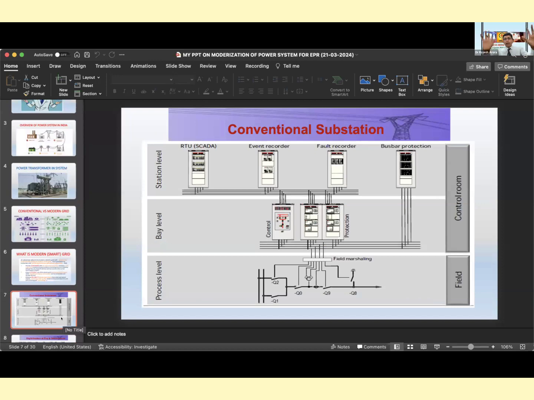This was the conventional system where there was one control room building. There were relay and control panels in the control room. In the substation yard, there was equipment installed. And all these equipments were communicating to my control room relay and control panels through control cables. Gone are those days.